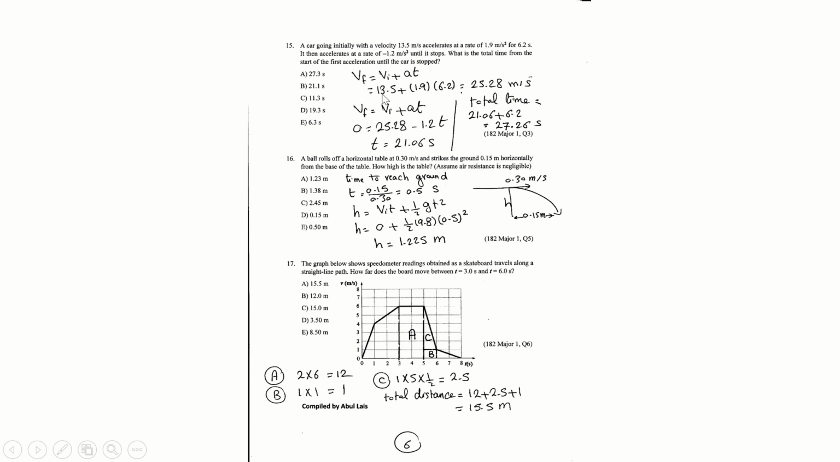Okay, so first thing I need to find is the final velocity after the first part of the trip. So V final equals V initial plus at.